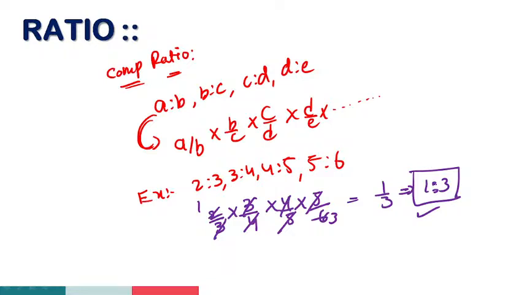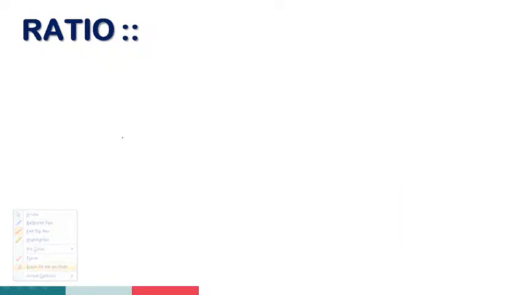For example, to find out the first value and last value, that is the A value and E value, we use compound ratio. It's very, very important. First value and last value find out cheyalante we are using compound ratio. Okay, all right. And coming to the next point, inverse ratio.